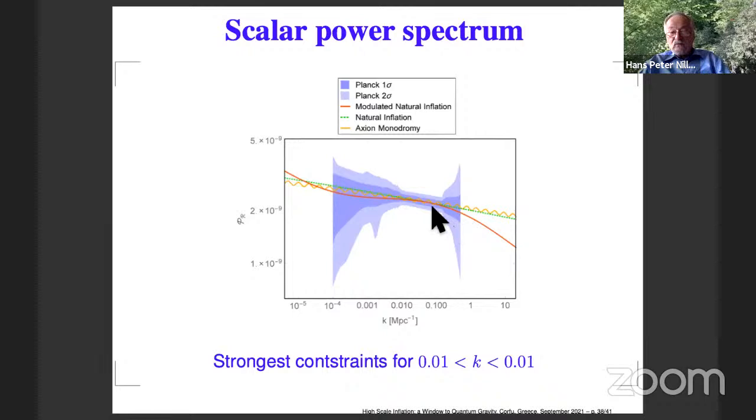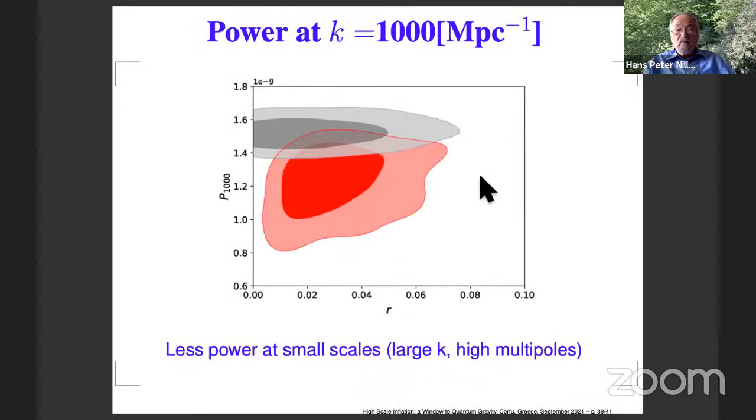Now the question is, when you go to large multipoles, you'll see that this line is lower than, for example, natural inflation or some other inflation. So in a certain way it goes down here. When we compare it to the lambda cold dark matter model, when we look at this power at very, very large K, then you see that the lambda cold dark matter plus R model gives you this gray area again, whereas the modulated natural inflation gives you less power at small scales. Small scales are large K, high multipoles. So this is then a prediction. The first prediction is that you have a limit on R, and that you have less power at small scales.